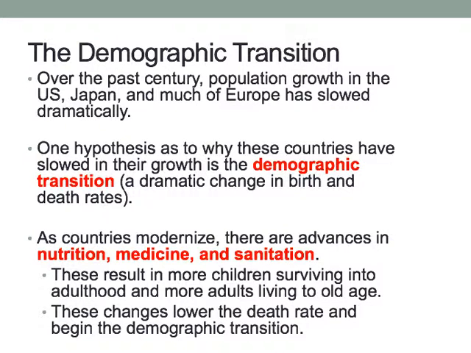The demographic transition. So over the past century, population growth in the US, Japan, and much of Europe has slowed dramatically. So these are more industrialized nations. One hypothesis as to why these countries have slowed is the demographic transition, a dramatic change in birth and death rates. So as countries become modernized, they have more advancements in nutrition, medicine, sanitation. Their children survive at a much higher rate, and they have less children.